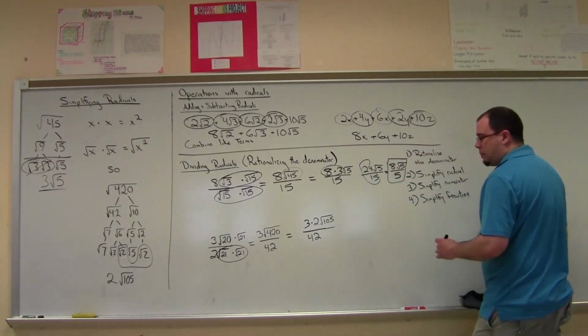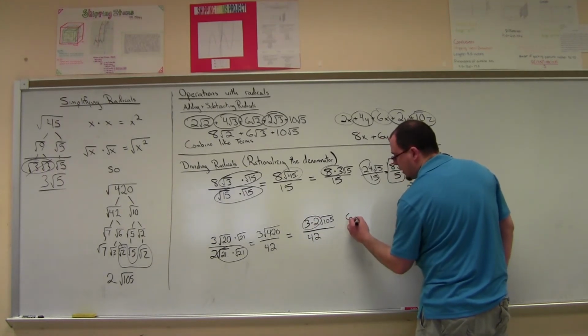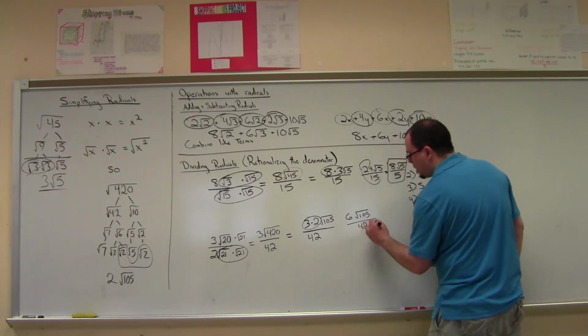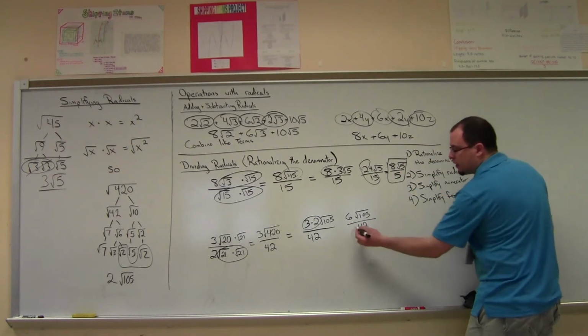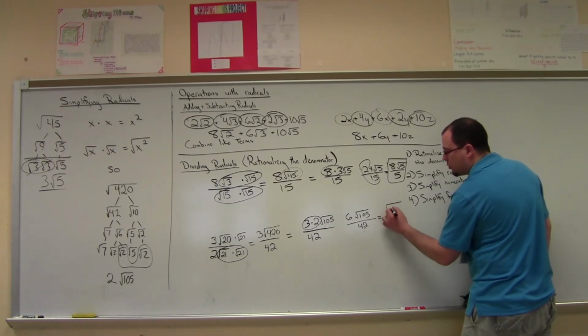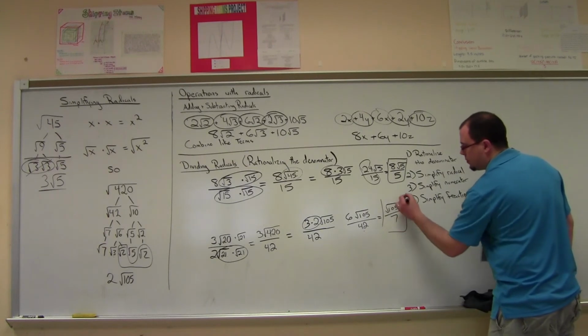So our next step, now that we've simplified the radical, simplify the numerator, we're going to get 6 radical 105 over 42. And then we want to simplify the fraction. 6 over 42 is the same thing as 1 over 7. So we're going to get the square root of 105 over 7. And that's it. We're done.